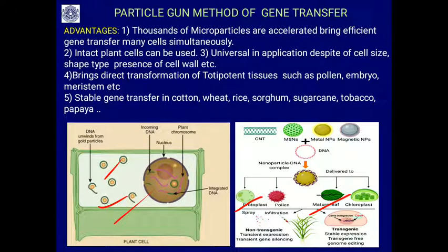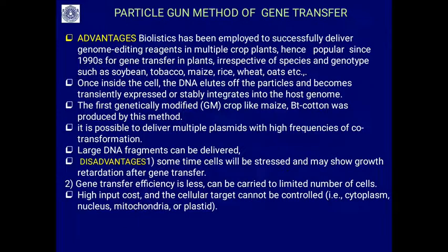Intact plant cells can be used, universal in application despite the cell size, shape, type or presence of cell wall. So, all these won't matter. So, it efficiently delivers the gene of interest. It brings a direct transformation of totipotent tissues such as pollen, embryo, meristem. So, stable gene transfer in many plants like cotton, wheat, rice, sorghum, sugarcane, tobacco, papaya, all these many plants can be efficiently operated for gene transfer, and genetically modified organisms can be created.